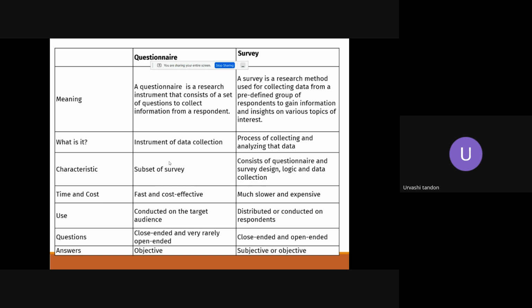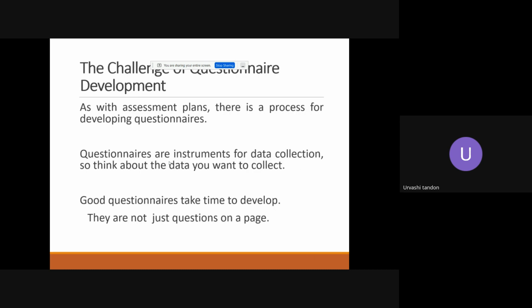respondents. And likewise, the questions, most of the time in a questionnaire, we go for close-ended questions, and very rarely, when we go for the pilot study or pre-testing, I generally put one question at the end: any suggestions for the improvement of the questionnaire. And otherwise in a survey, it is both qualitative as well as quantitative, so it has both types of questions, like open-ended and close-ended. So there's a process of developing the questionnaires, because again, good questionnaires take time to develop.